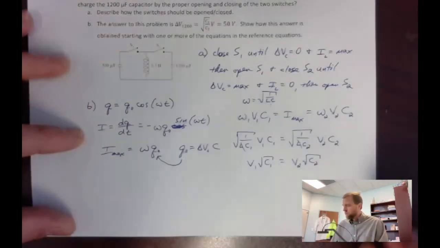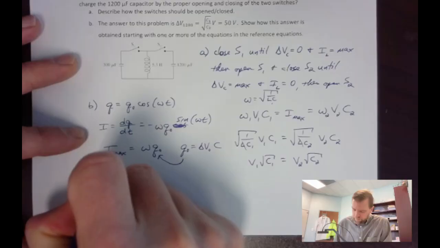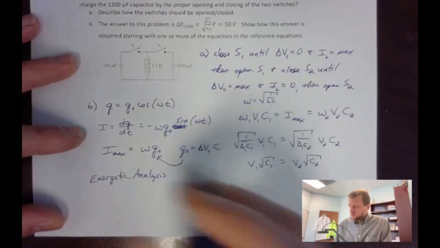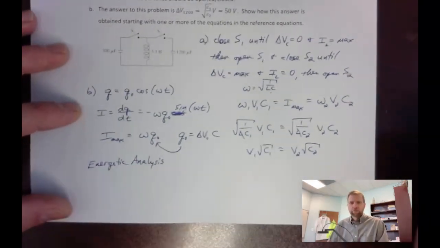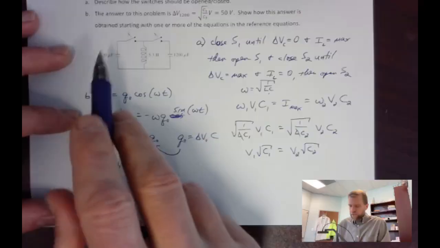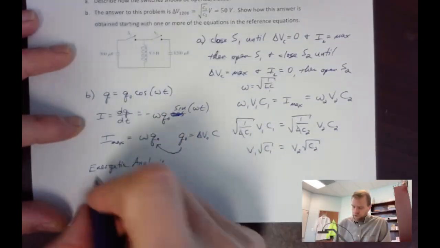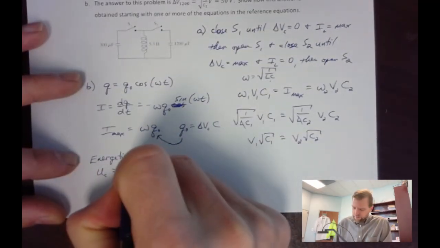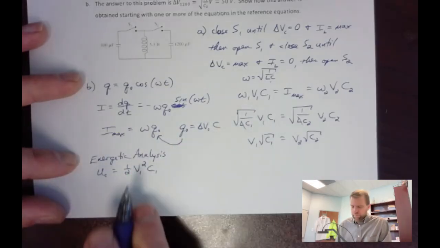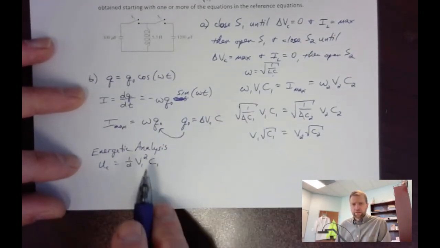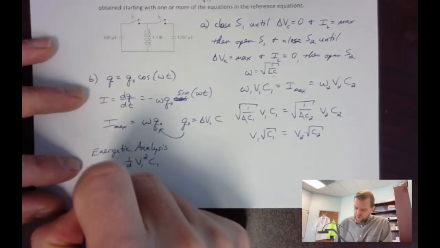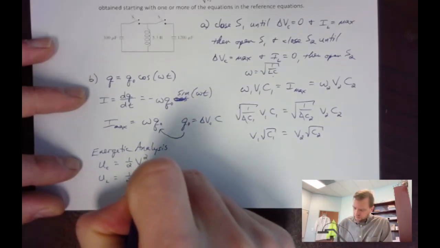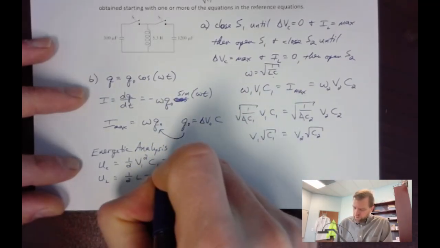Let me show you one more way, and that is the energetic analysis. This is a little bit easier conceptually because we're just transferring energy from here to here. So we have the energy in the first capacitor is equal to 1/2 V1 squared C1. This is just the energy that's in a capacitor. And then we're going to transfer that to the inductor, which is 1/2 L I squared. So we're moving the energy here.